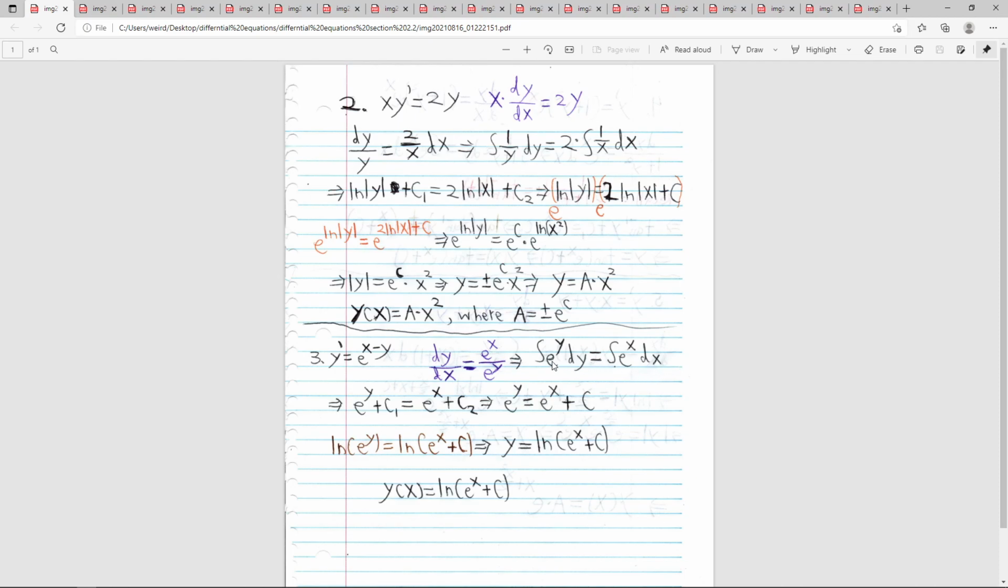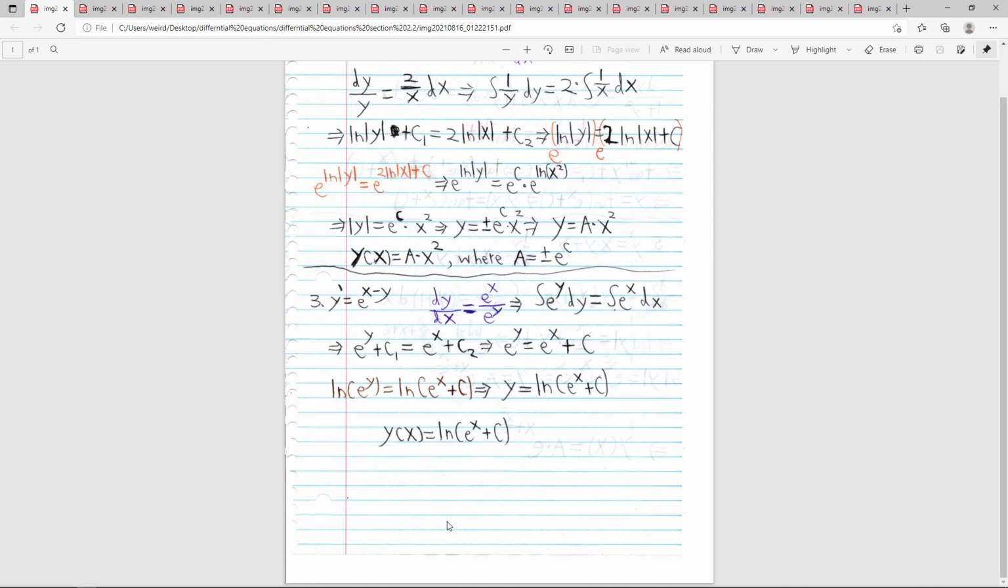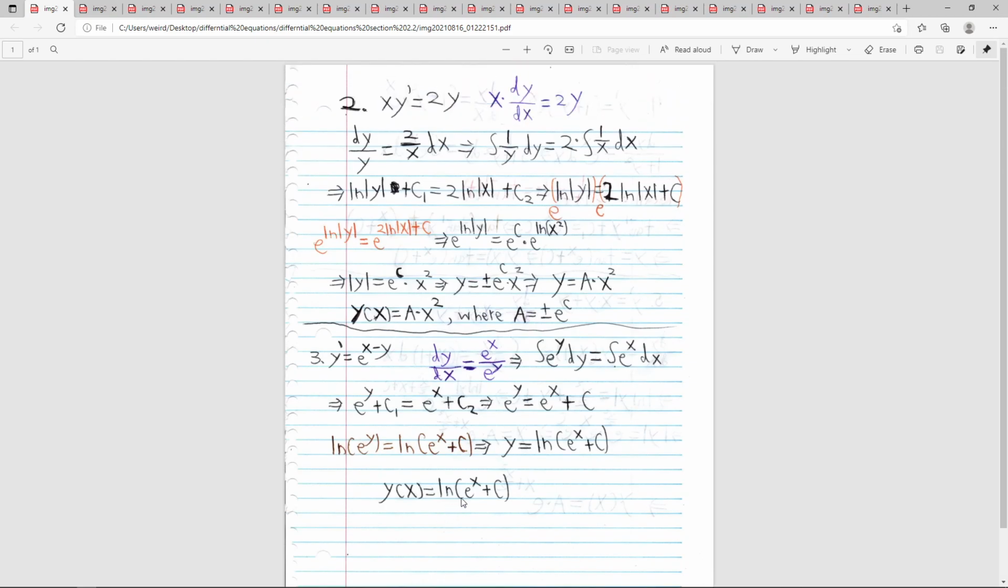And so e to the y dy equals e to the x dx, and you integrate both sides. E to the y plus c1 equals e to the x plus c2. You simplify down to e to the y equals e to the x plus c. Then we take the natural log of both sides this time and get y equals ln of parentheses e to the x plus c. So it's just y of x equals ln(e to the x plus c). That's the general solution there.